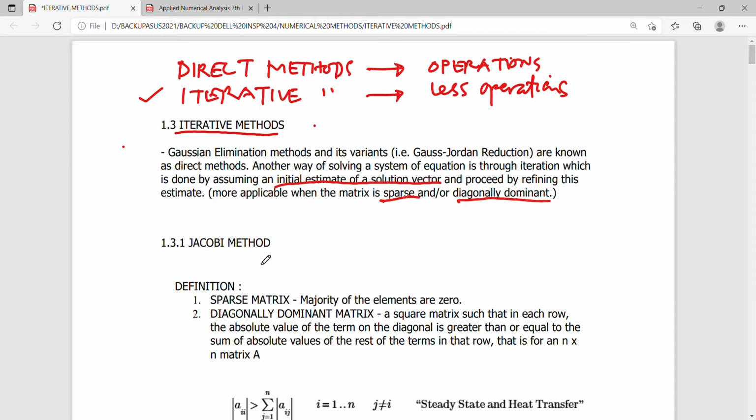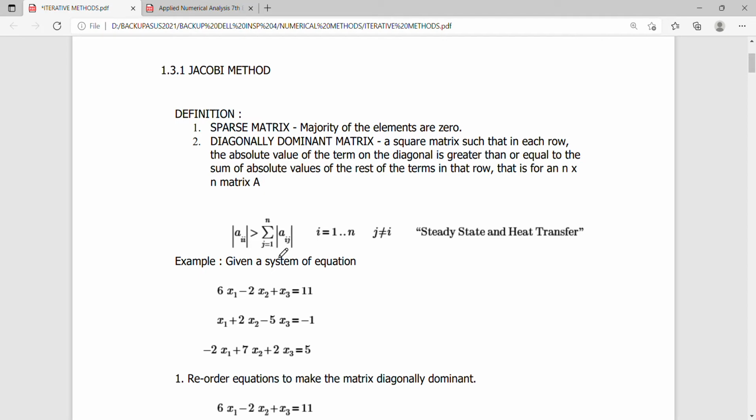And before we continue, let's try to define two very important terms here in the execution of this method: the sparse matrix and the diagonally dominant matrix. So a sparse matrix is actually a matrix wherein the majority of elements are zero. And if that is the case, if we use a direct method for a sparse matrix, we are actually wasting our time executing row operations without the need of such, because the elements are zero.